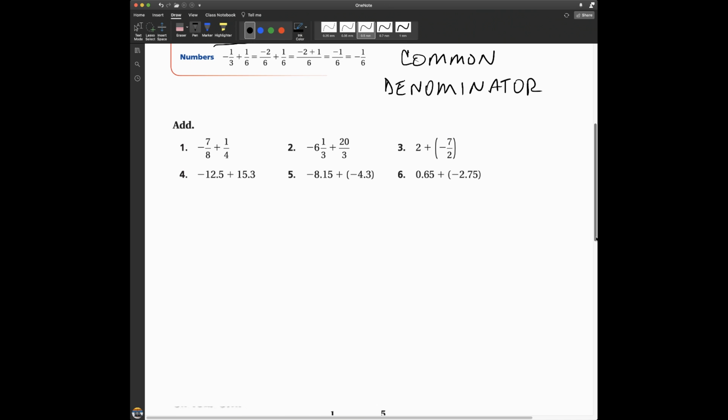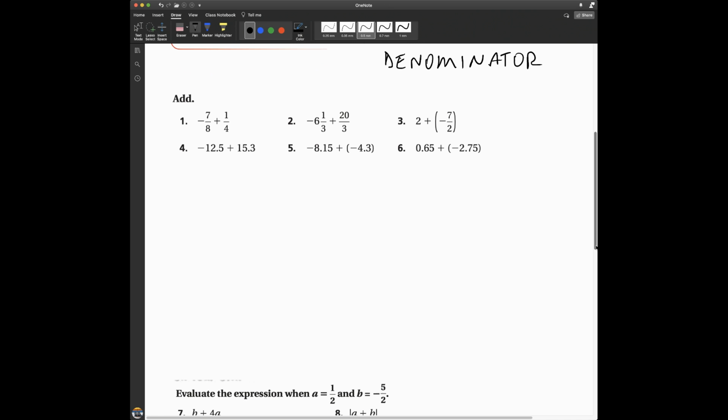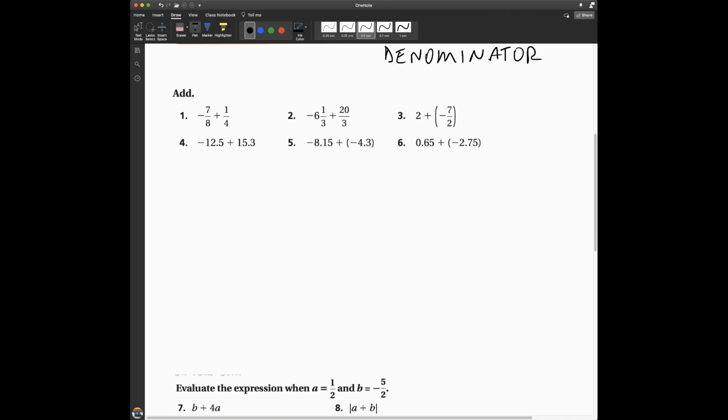Let's solve a few of these. Practice makes permanent. So I am going to work out a couple of these problems, and then I'm going to leave the rest to you. All right, so let me work out problem number 1. So number 1, I have negative 7/8 plus 1/4.